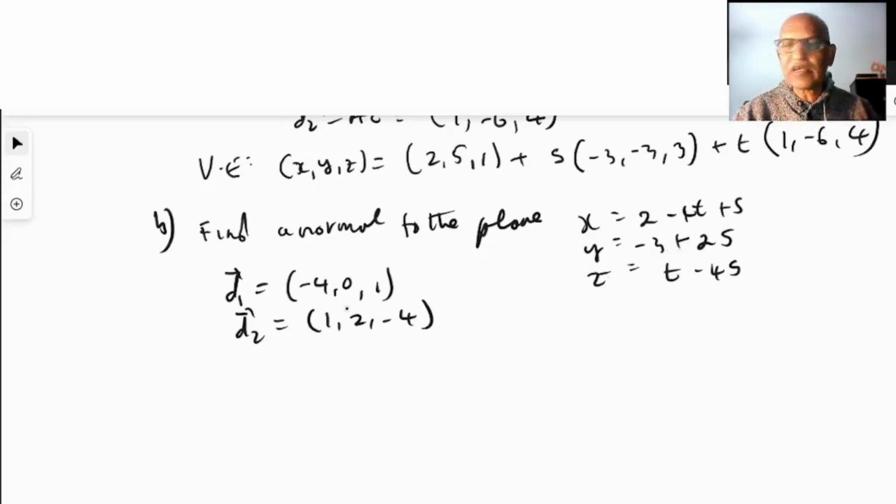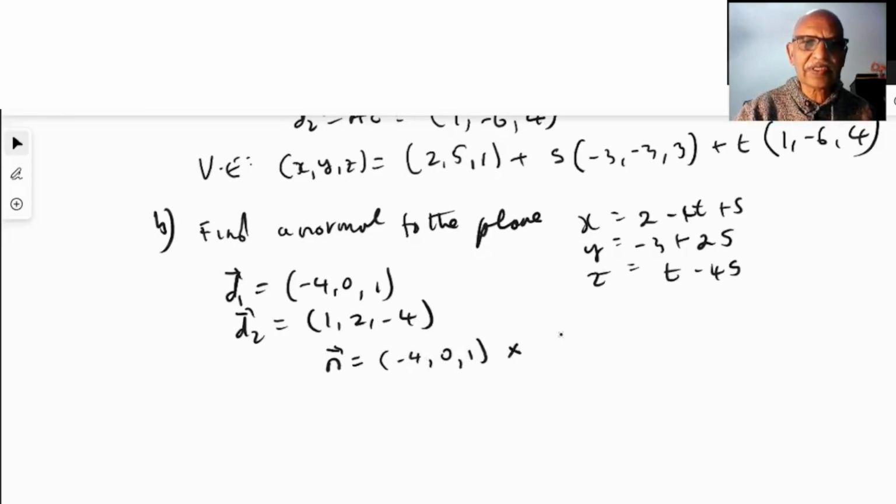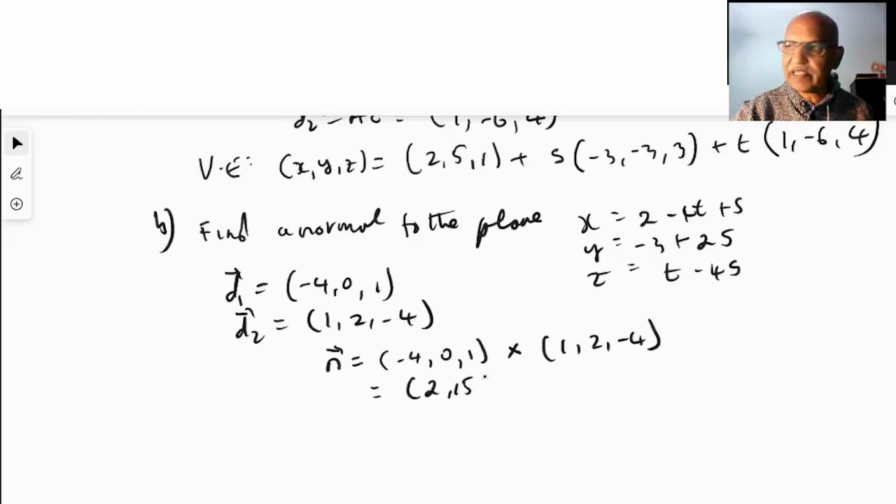So now I need the normal for this one. Normal means perpendicular to both of them. Therefore, in 3 dimensions, the normal is perpendicular to the other two vectors. So the normal will be (-4, 0, 1) cross (1, 2, -4). I do the cross product and I will get (2, 15, 8). Okay, so that's it. These are 2 examples for this one.